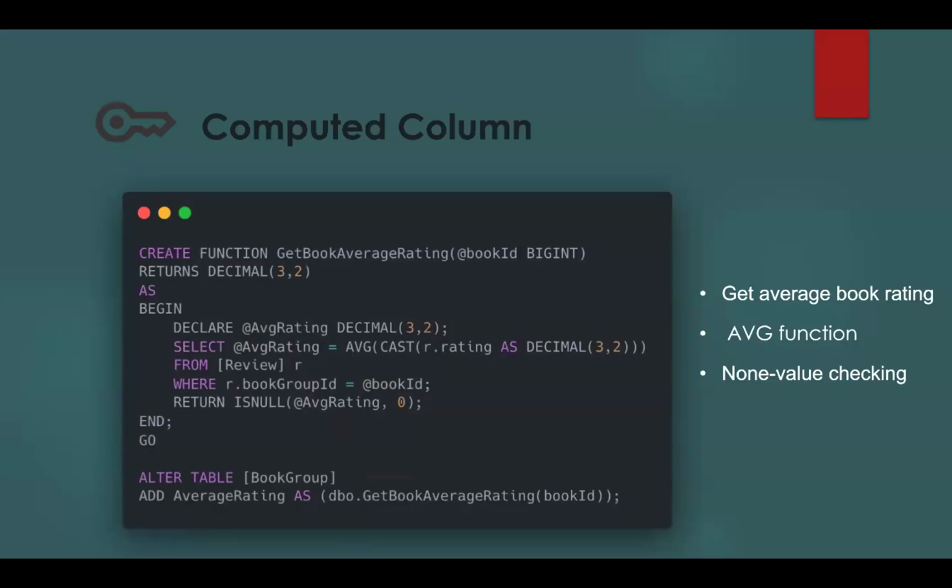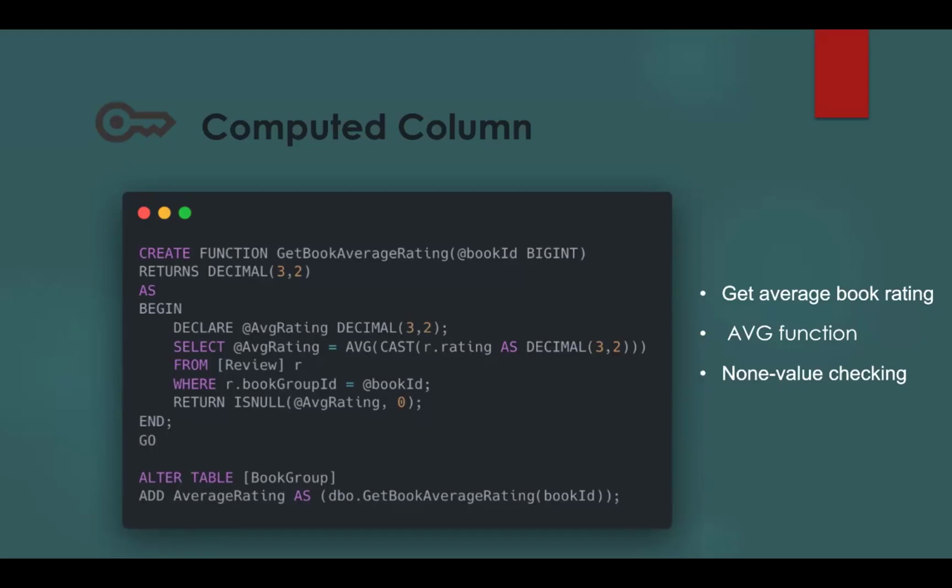Yeah, hi everyone. In this section, I will introduce one of the core database features in our system, the computed column, specifically used for calculating the average book rating. In our book inventory management system, we create a computed column using the SQL average function. This column calculates the average rating for each book based on submitted reviews.